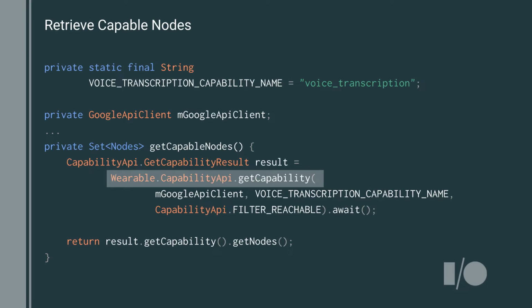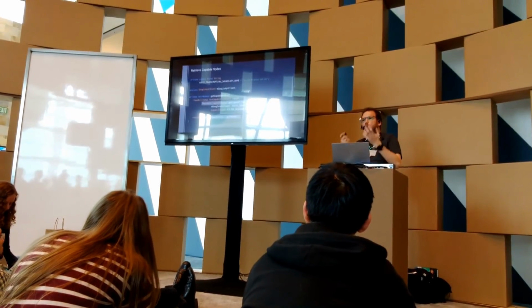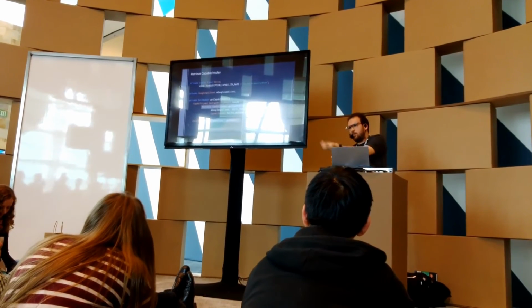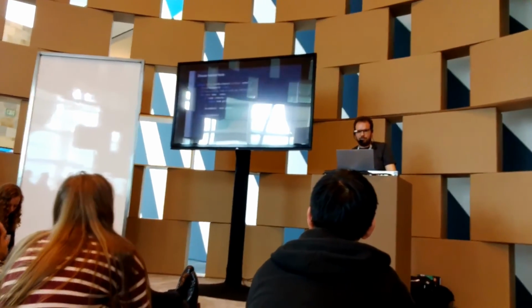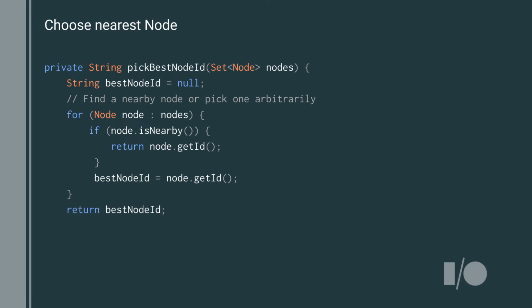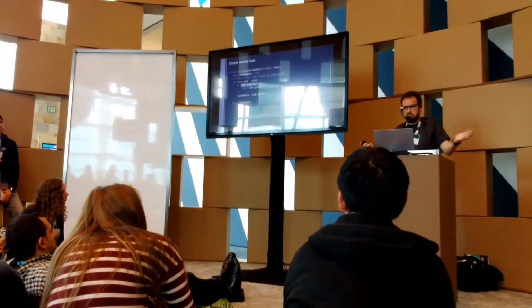Okay, so at this point, we have a set of nodes, but how can we decide what node to deliver the message? Well, we can write down a method like this, and here we can use another treasure, which is the isNearby method. How cool is that? You just say, is this thing near? Yeah, of course it is near, so we can send this message to this node. We just find the nearest one and send the message to the nearest node. Just like that. And if we don't, you just pick the last one of the list. Just that easy.